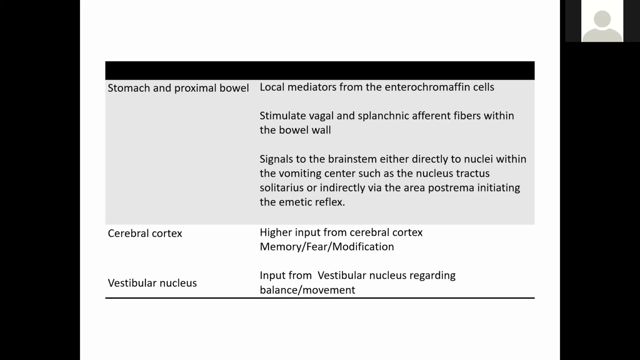So next is the proximal bowel or stomach. There we have a lot of receptors which will stimulate the vagal and splanchnic afferent fibers within the bowel wall. And this will give signals to the brainstem directly or through the CTZ. So either they will send signals directly to the vomiting center, or they act through the CTZ, causing the emetic nucleus to act.